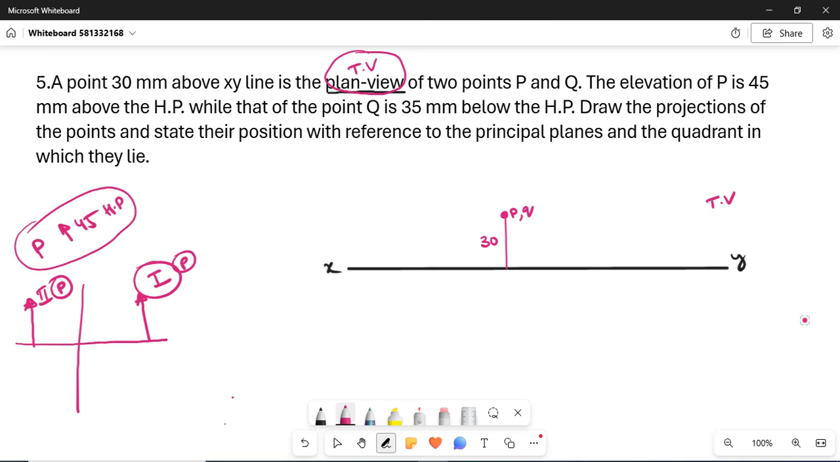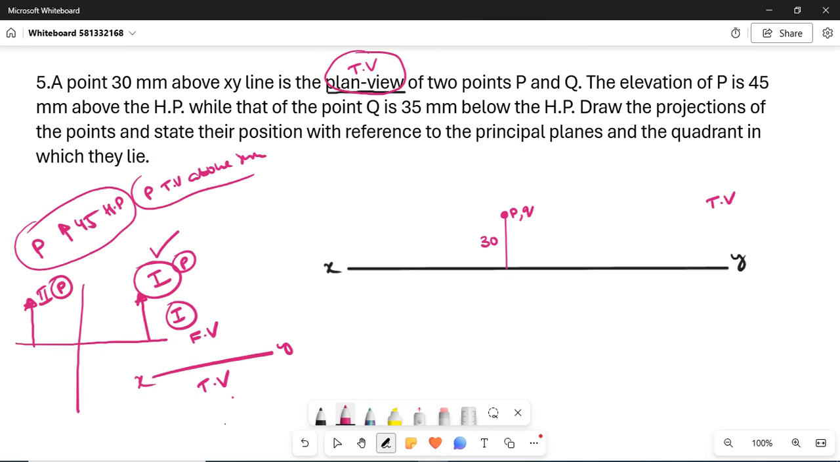Suppose, for example, let us assume the P is in the first quadrant, and this is the XY line. When we assume it is in the first quadrant, the front view of P will be above the XY line and the top view of P will be below the XY line. But in the problem it was mentioned that the P top view is above the XY line. He mentioned it clearly: the top view is above the XY line, which we have already drawn here.